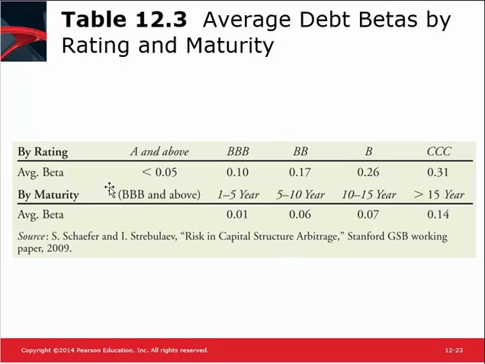So if you look at the ratings of bonds, a triple B rated bond has an average beta of 0.1. A double B is 0.17, etc. So now we can start thinking, if I know what the cost of equity is, and now I know what the cost of debt is, if I can calculate those things, I can calculate in the end what we refer to as the weighted average cost of capital.